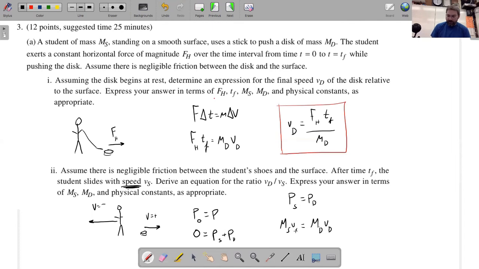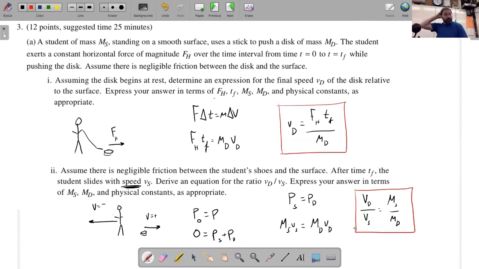So v sub d over v sub s, if I divide both sides by v sub s and divide both sides by m sub d, I get the expression v sub d over v sub s is equal to m sub s over m sub d, just like that.